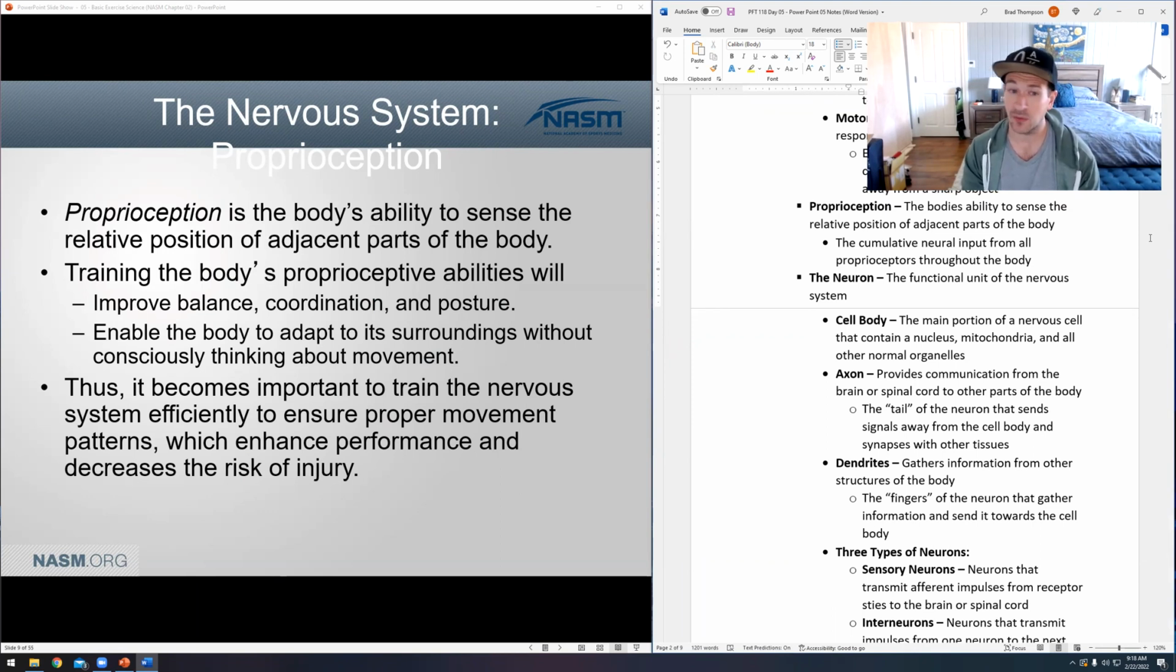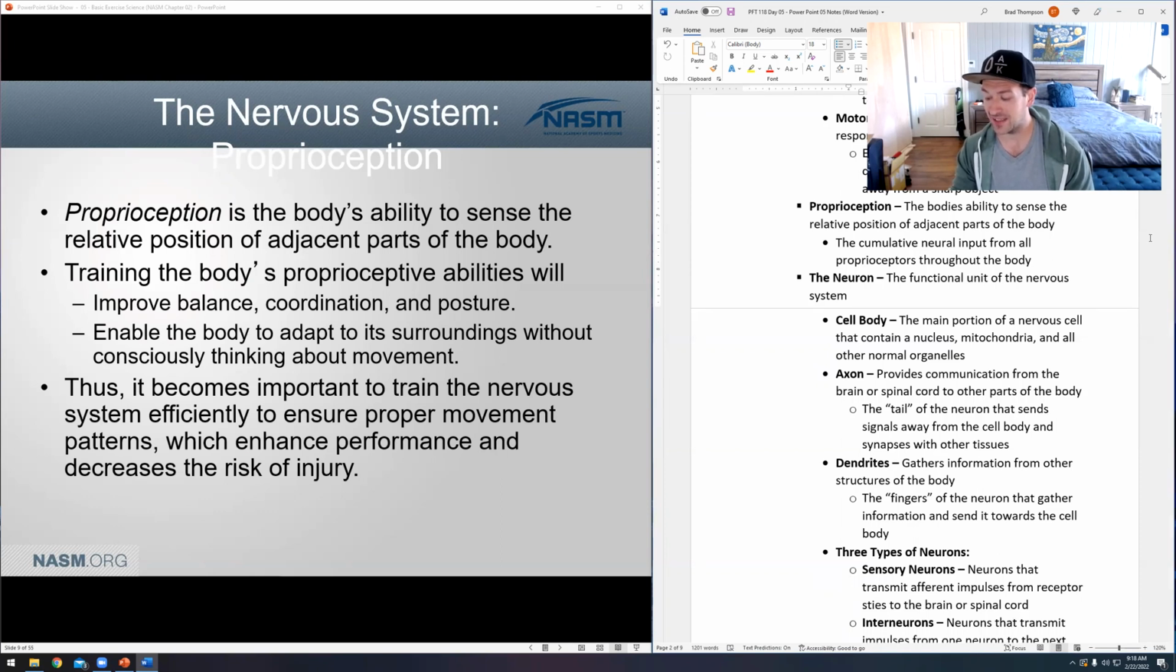And it's everything that we've sort of been describing so far, right? Proprioception is, by definition, your body's ability to sense the relative position of adjacent body parts. That's a technical definition. The other super technical definition is it is the cumulative neural input from all proprioceptors throughout the body. Yeah, that's great, but that is a lot of technical mumbo jumbo in my opinion.